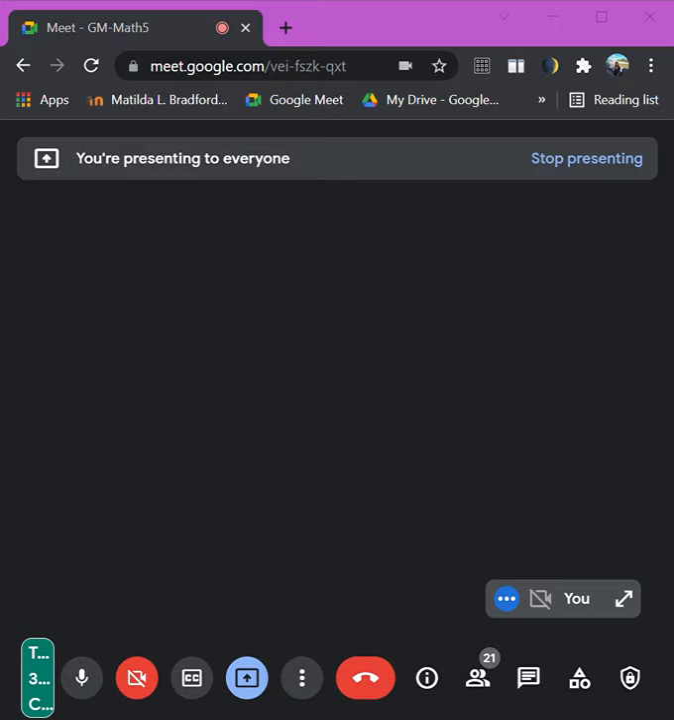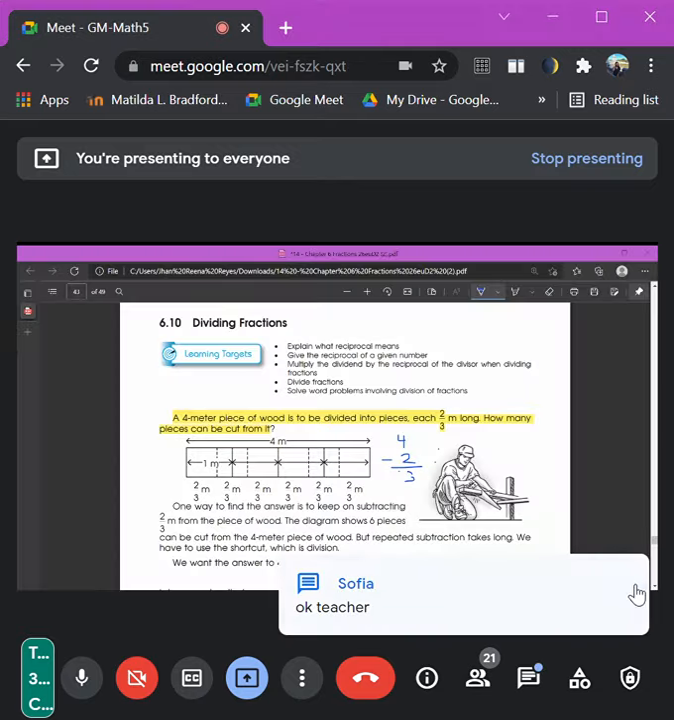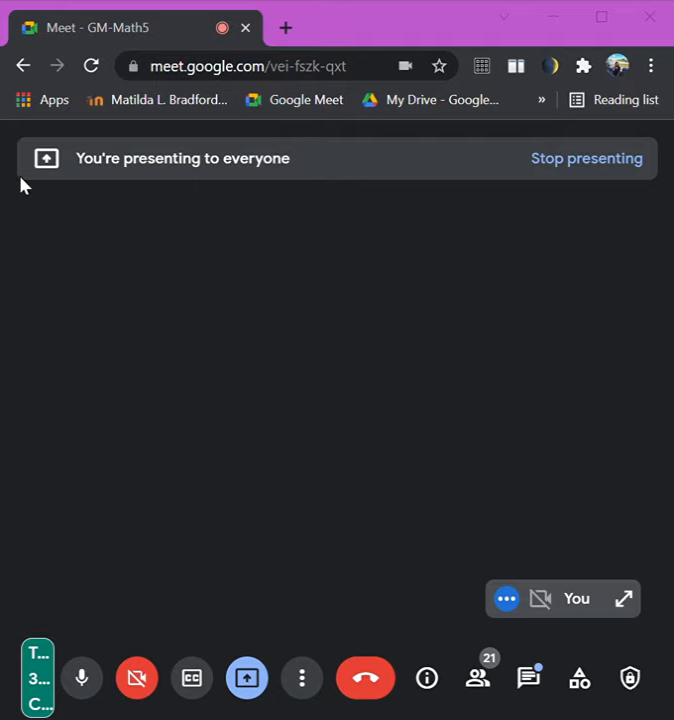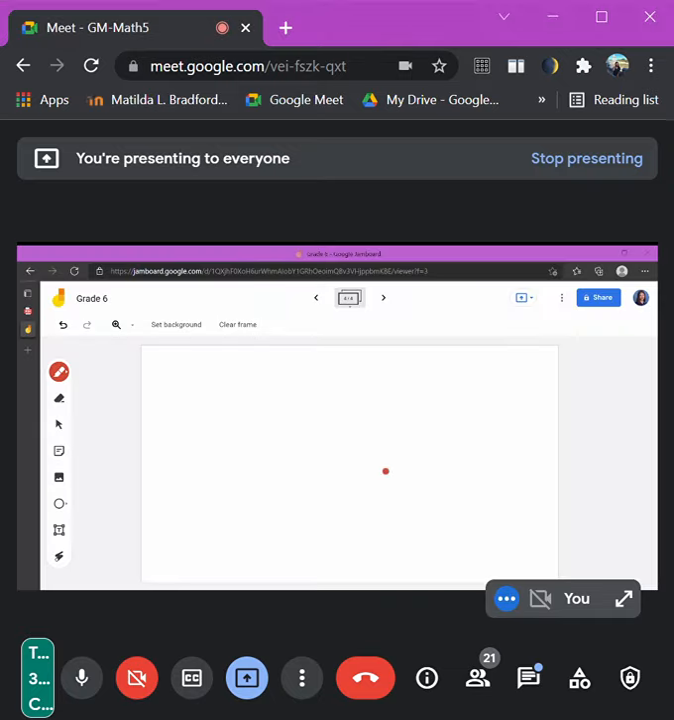So, we have here 4 divided by 2/3 so that we will know how many 2/3 are there in 4 meters. Okay? I want to use a jamboard so that you can easily identify it. So, I will move the jamboard here. Okay. So, can you see the jamboard already? Yes. Okay. So, we have there 4 meters, right? And then, yes, we're going to divide it by 2/3.